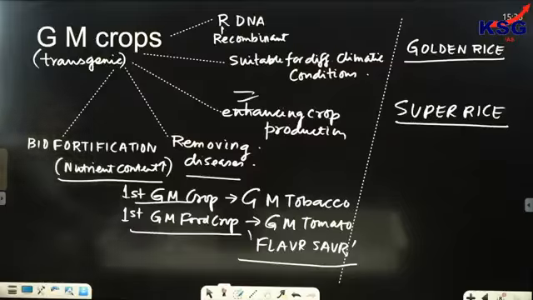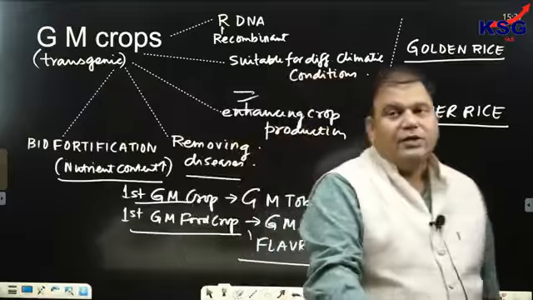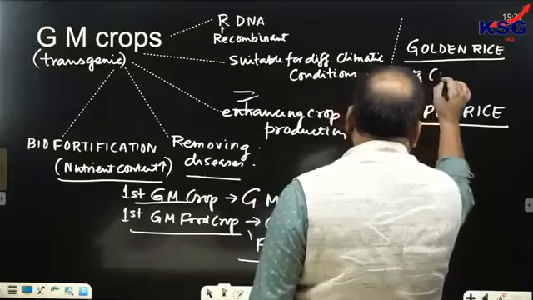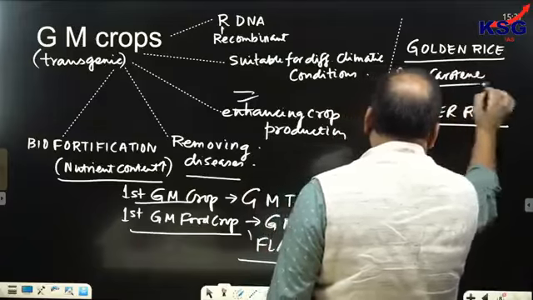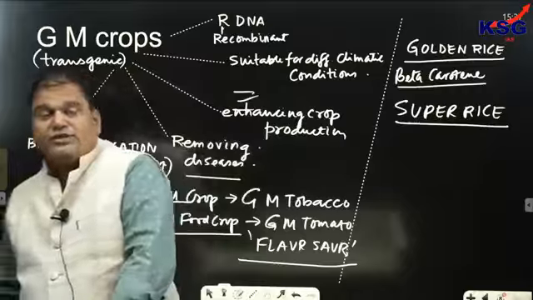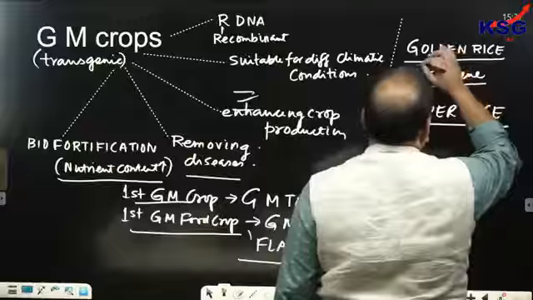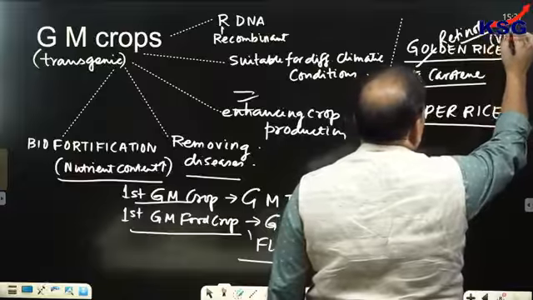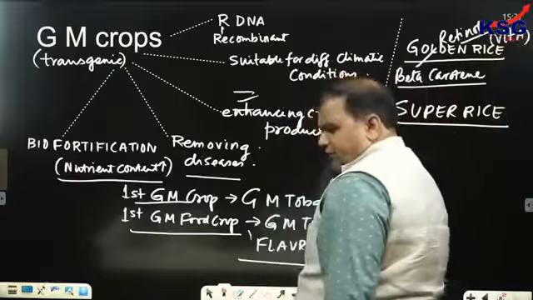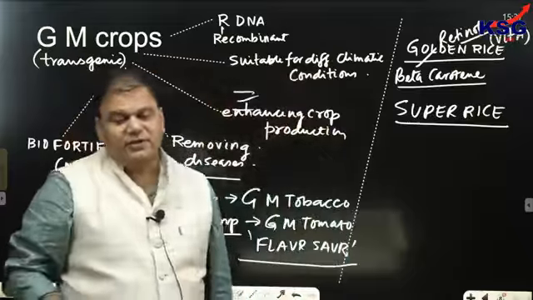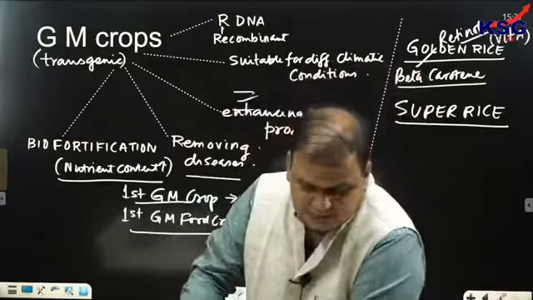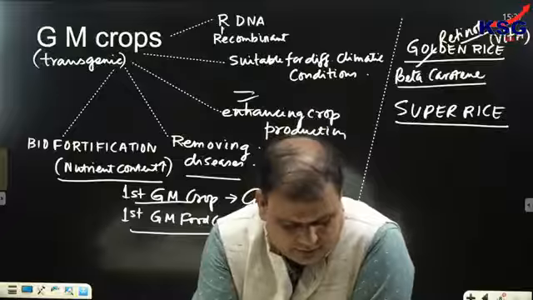First, golden rice. Rice has a deficiency of beta carotene, which gets converted into retinol, or vitamin A, inside the body.